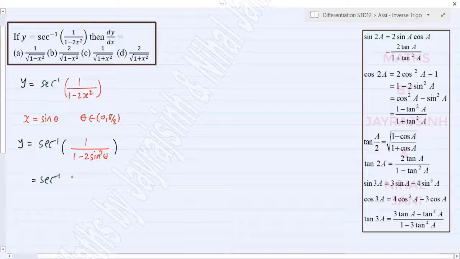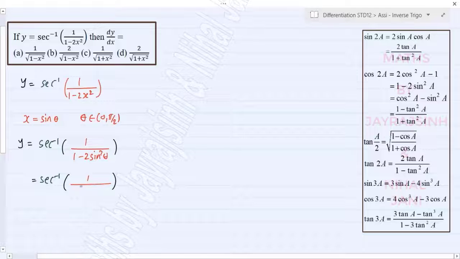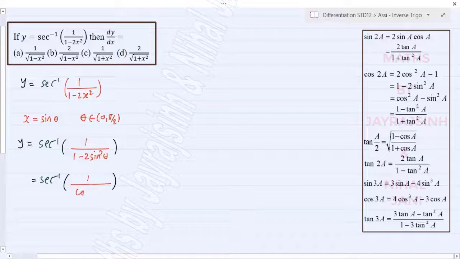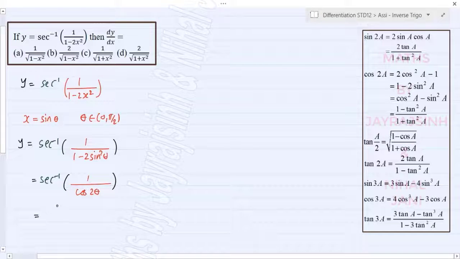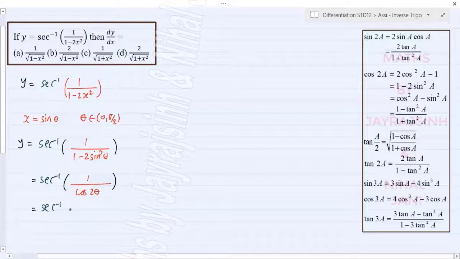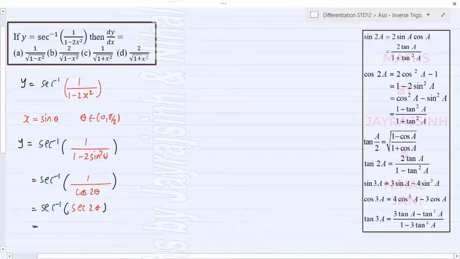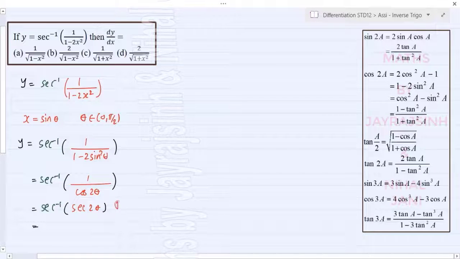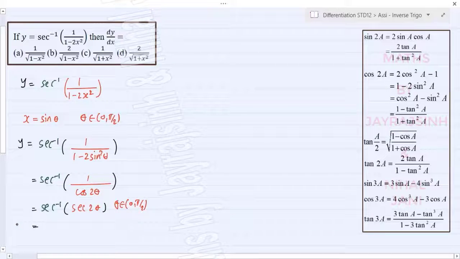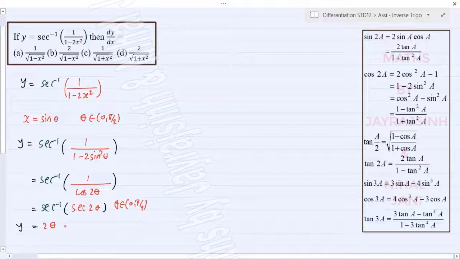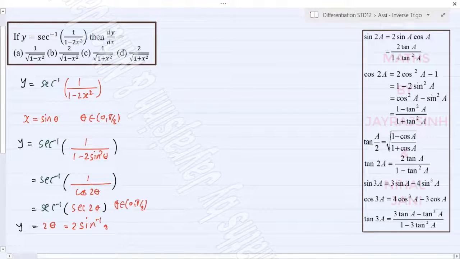For further simplification, your sec inverse will be as it is. This 1 minus 2 sine square theta will be converted into cos of double the angle, or we can say cos 2 theta. And we all know that 1 upon cos 2 theta can be rewritten as sec 2 theta. Sec inverse and sec can be removed because our theta belongs to 0 to pi by 2. So we get y is equal to 2 theta, or if we substitute the value of theta, we'll get 2 sine inverse x.